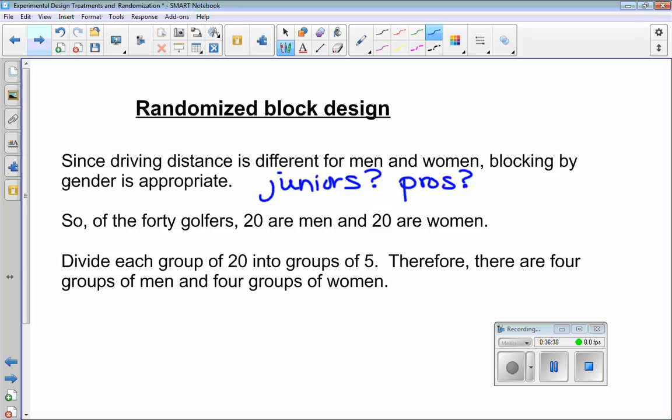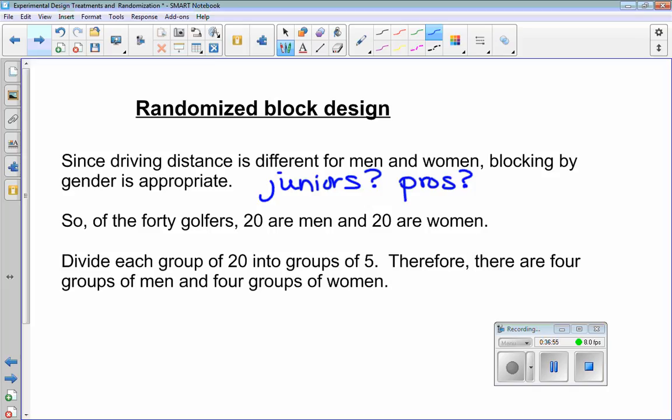So you might want to consider those if they happen to be in your subjects. Do you think you're going to have a bunch of pro golfers volunteer for your experiment? You may, if you work for Titleist or a major golf company, then pros might want to try out. You never know. So you really just want to look at who's in your subject area.